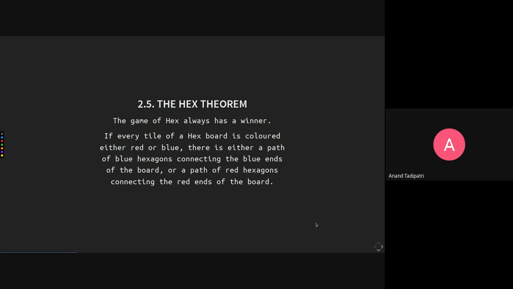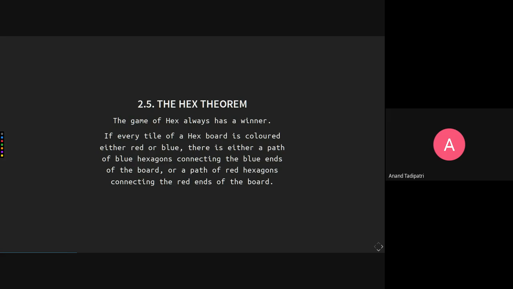He proved that if you take a hex board and color it randomly, like when we're playing a normal game of hex, there are roughly equal numbers of blues and reds, then you're guaranteed to find either a path of blues connecting the left and right, or a path of reds connecting the top and bottom. It's a remarkable result, and this explains why there are no minuses in the chat. Nobody faced a draw.